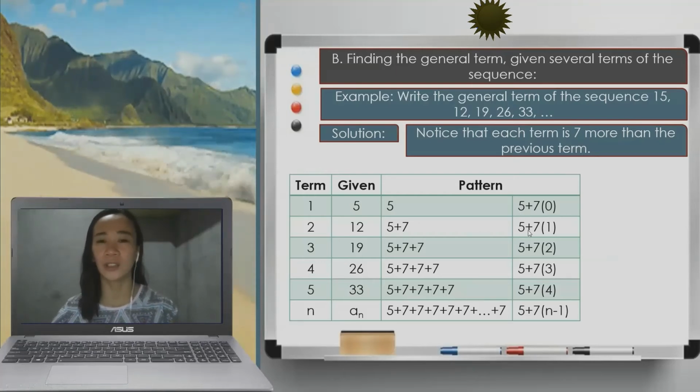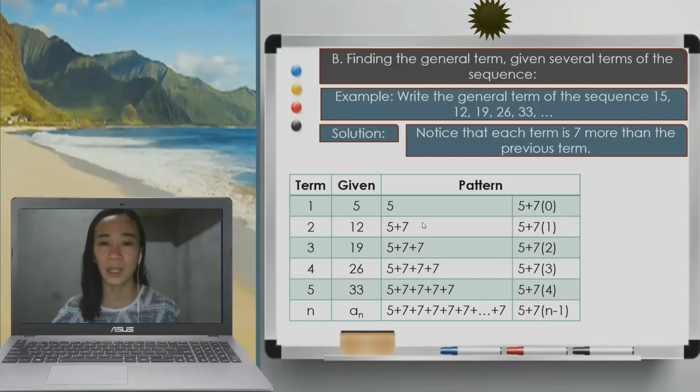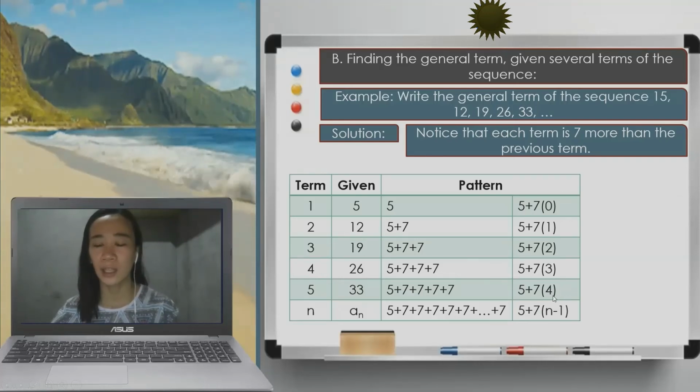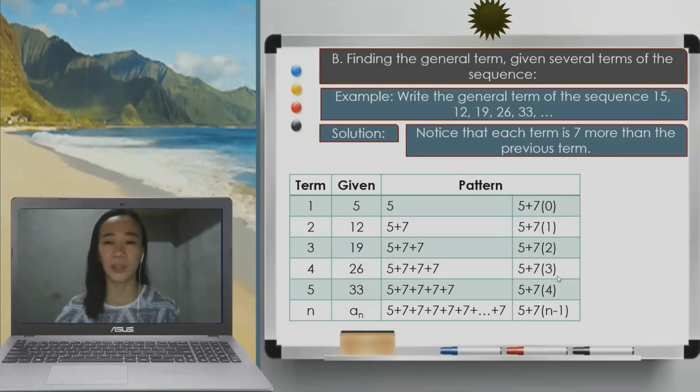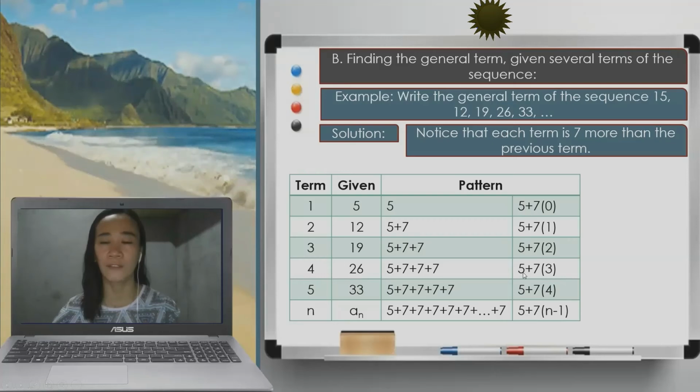So to find the general term, by just observing, 5 plus 7 times 0 is equal to 5. And then 5 plus 7 is equal to 12. Then 5 plus 7 times 2 is equal to 19, and so on. Then we notice that the number 3 is n minus 1. For example, our n here is 4, and then minus 1, it's 3. That's why we have here 5 plus 7 times 3.